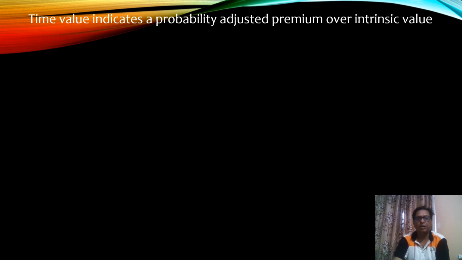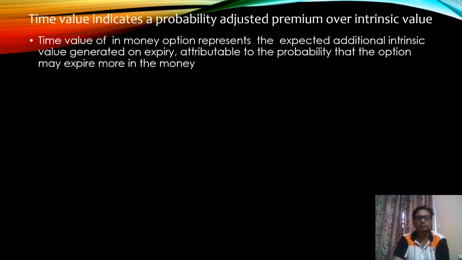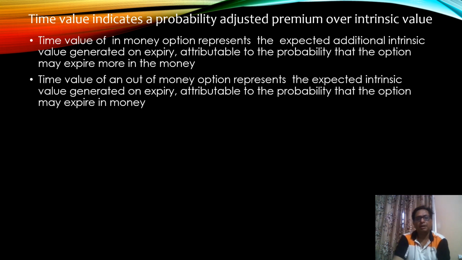Now let's examine how time value gets affected by other variables. Time value indicates a probability adjusted premium over the intrinsic value. Time value of an in-money option represents the expected additional intrinsic value generated on expiry, attributed to the probability that the option may expire more in money. Time value of an out-of-money option represents the expected intrinsic value generated on expiry, attributable to the probability that the option may expire in money.